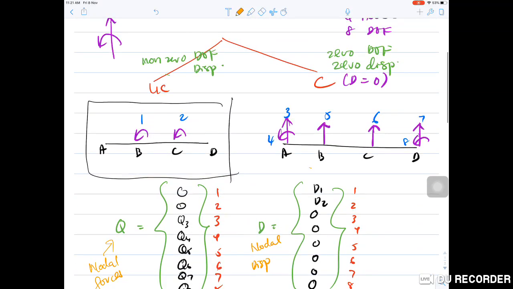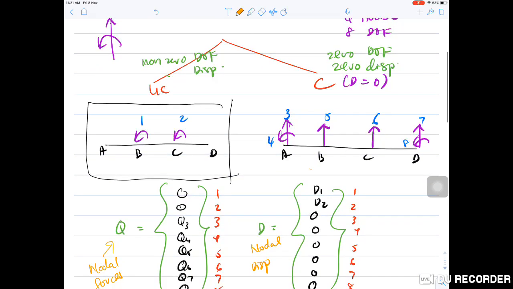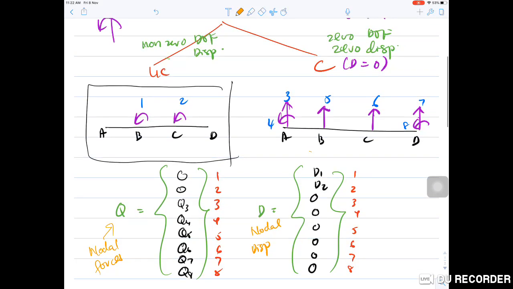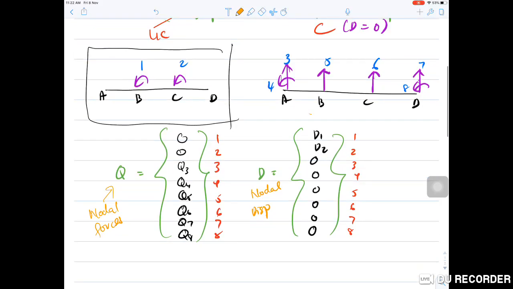Okay, for nodal displacement, label number 1 and label number 2 are representing rotation at B and rotation at C. And there is no deflection at the support. So from label 3 until label 8, the value is 0.